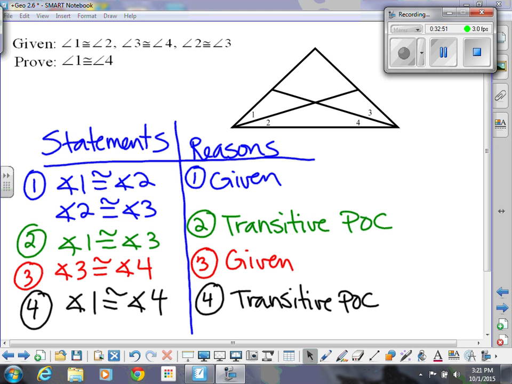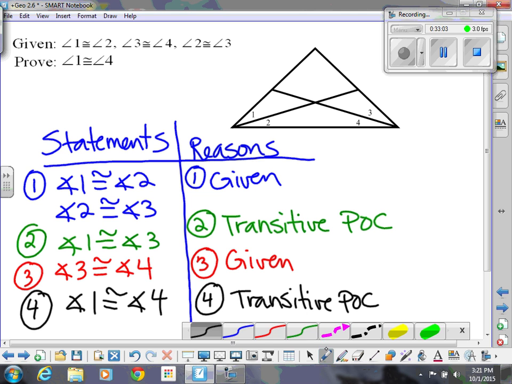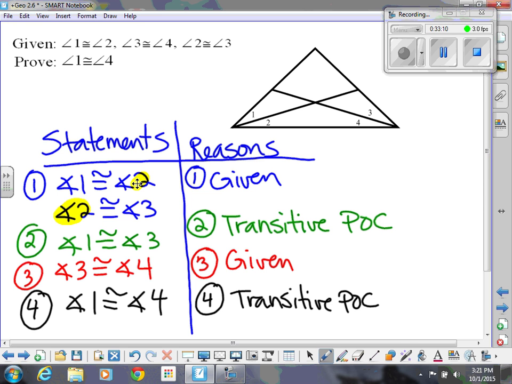Okay, so for this proof, you should have started with some given statements. I chose to just do 2 at a time, because we're just using the transitive property twice. So I chose these first 2, and that angle 2 is what's repeated. So that's how I got to angle 1 is congruent to angle 3. And then I chose to write my other given that I hadn't written before, and the angle 3 now is what's repeated. So then I was able to show that angle 1 is congruent to angle 4. Both of my transitive properties are properties of congruence, and make sure you do POC.